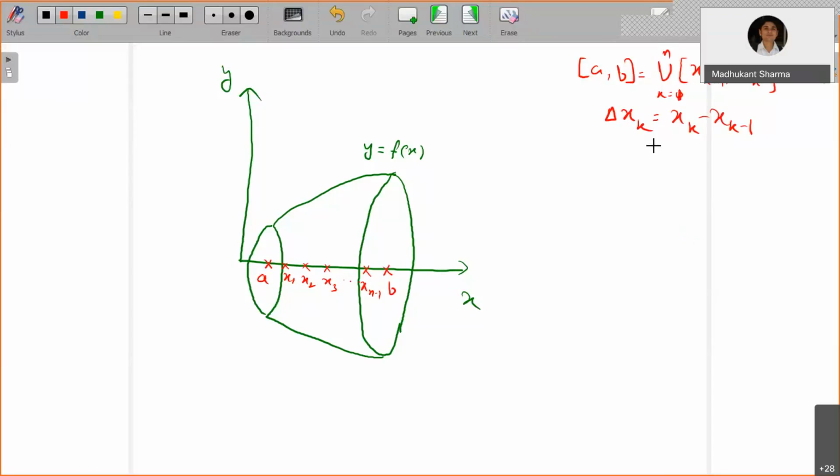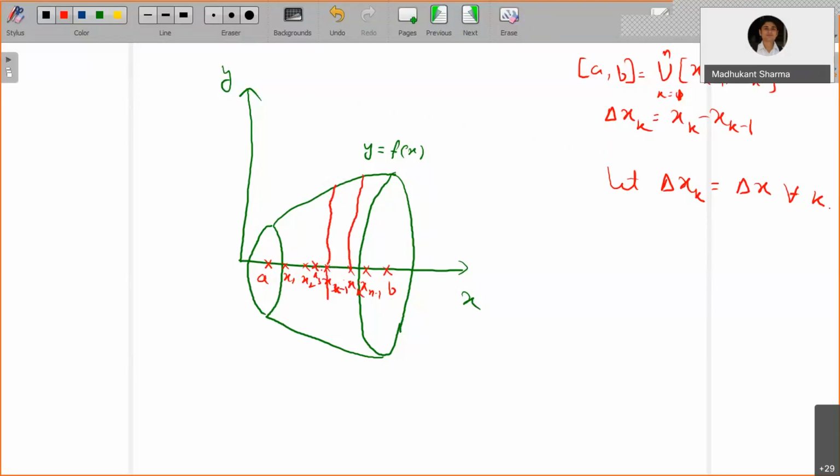Their lengths are the same, so they are equidistant: delta xk equals delta x for all k. It's a small element. Let's have here x3, and so on, and you are having this interval xk minus 1 to xk. Over this interval you will see the part of the surface if you draw it.